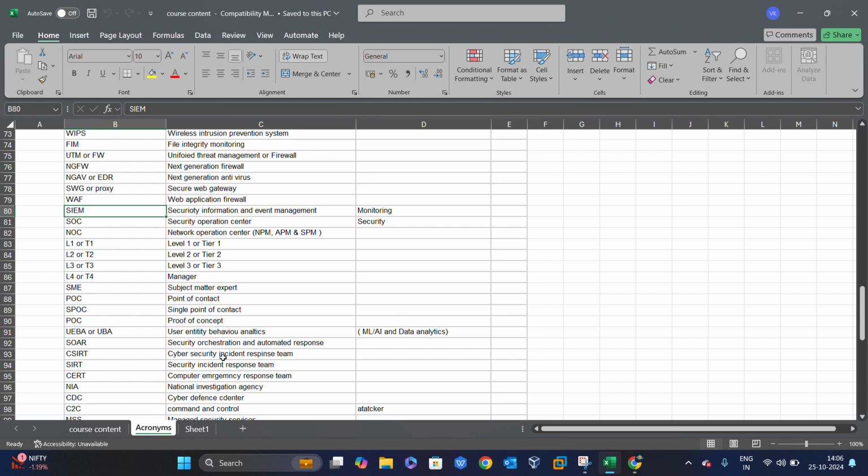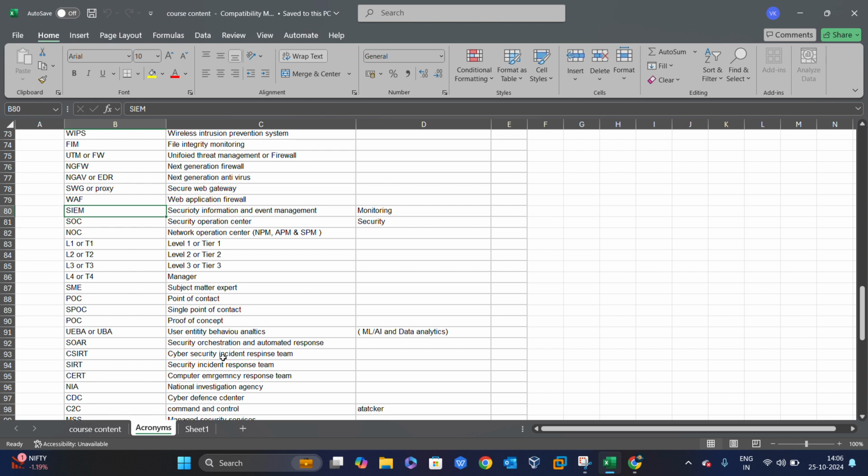They also have a couple of tools available. SPM is server performance monitoring. These three things can be monitored by the NOC team, but our team takes care of the security operations. So that is the difference between the SOC and NOC.